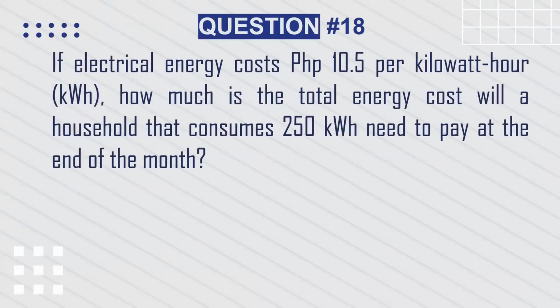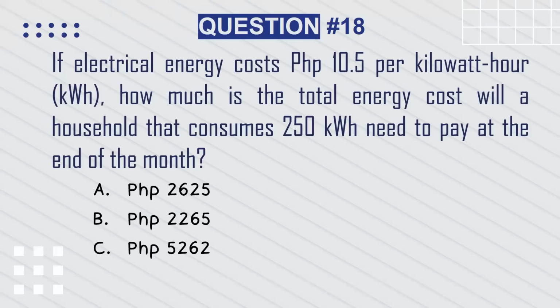If electrical energy costs 10.50 pesos per kilowatt hour, how much is the total energy cost a household that consumes 250 kilowatt hour will need to pay at the end of the month? A, 2,625 pesos, B, 2,265 pesos, C, 5,262 pesos, or D, 6,225 pesos.